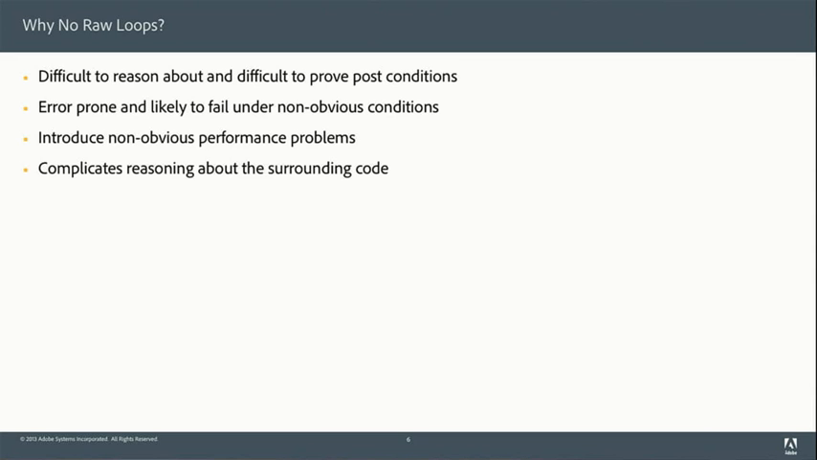Okay? So it's very difficult to reason about a piece of code like that. Now I'm picking on Google a little bit, but I've written code like that. Who in this room has not written code like that? Okay? Yeah. It's very difficult to prove the postconditions of the loop, and those postconditions that are coming out of the loop are going to affect how you reason about the rest of the function. Which makes it very error-prone and likely to fail under non-obvious conditions. What happens if my range is empty? Did I take into account that case? Right?